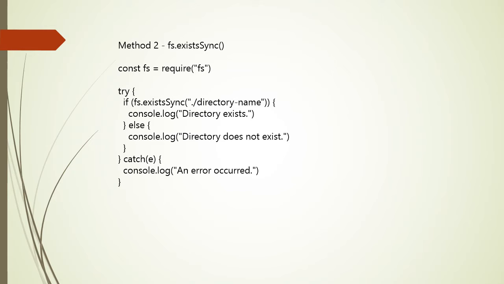Here is the code. const fs = require('fs'); try { if fs.existsSync('./directory-name'), then console.log 'directory exists', else console.log 'directory does not exist' } catch, in the catch block we will say console.log 'error occurred'. Since fs.existsSync is synchronous, we create a try catch block to wrap the code to catch any errors that may occur.